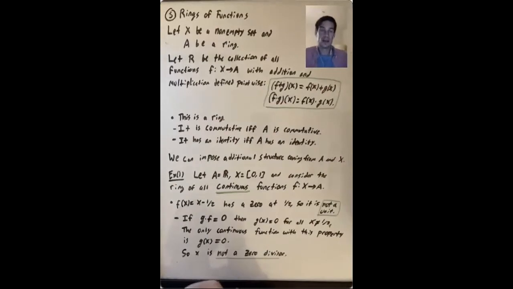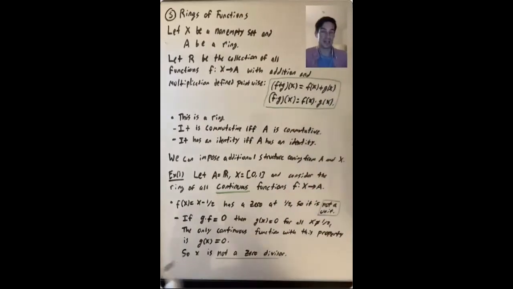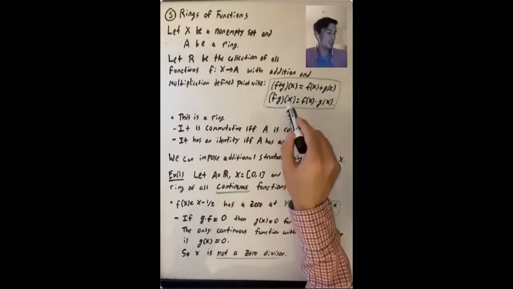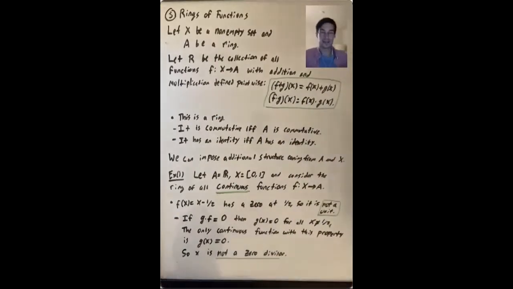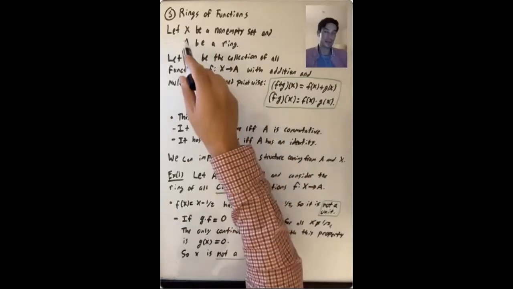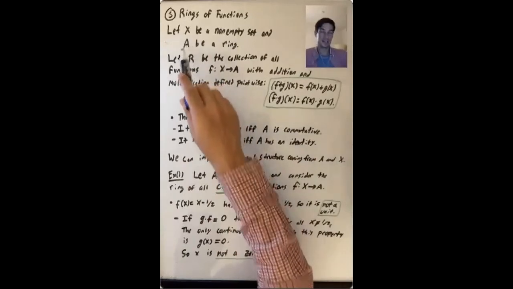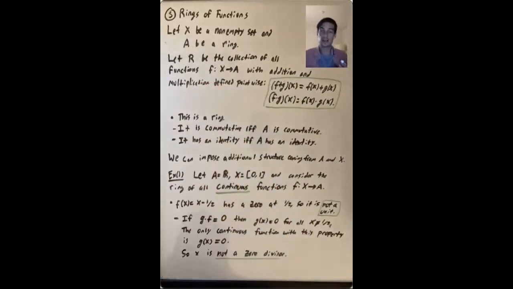What does that mean? To define the function f plus g, we have to say what it does to each element x in our set X. f plus g of x will be f of x plus g of x. And f times g of x will be f of x times g of x. It is straightforward to check that this is a ring. You should do that. Also, it is commutative if and only if A is commutative. And it has an identity if and only if A has an identity. So this ring of functions inherits some structure from the ring A.